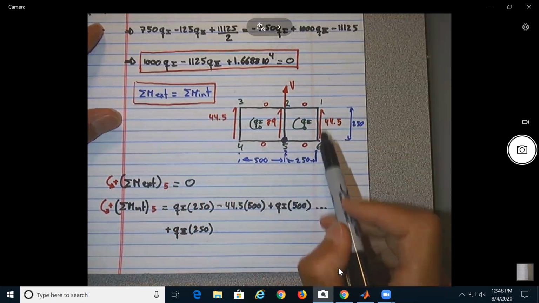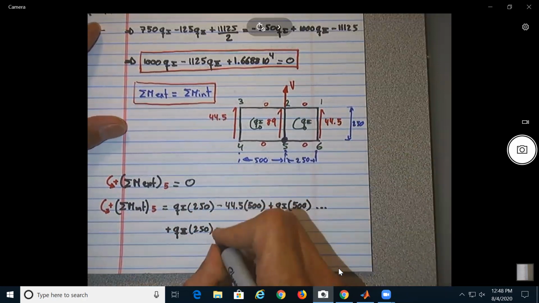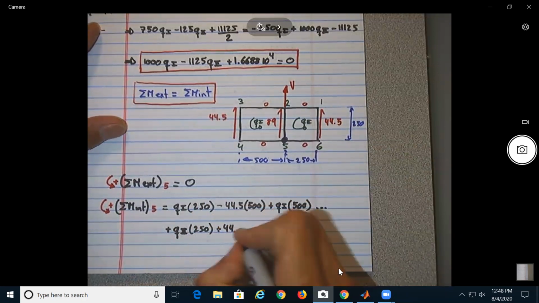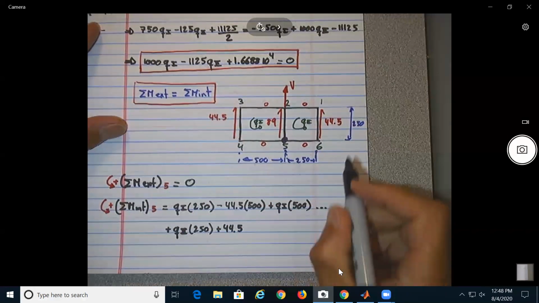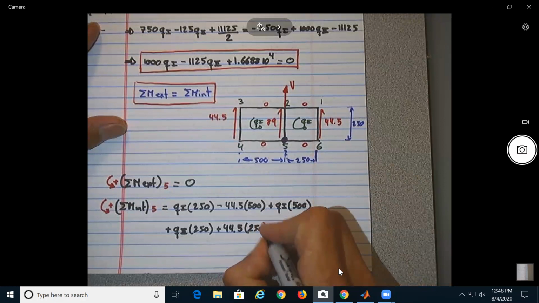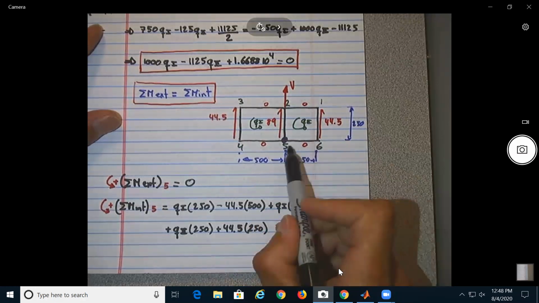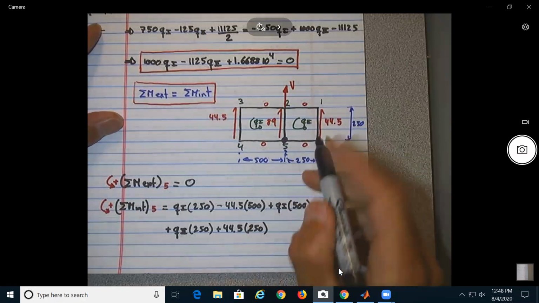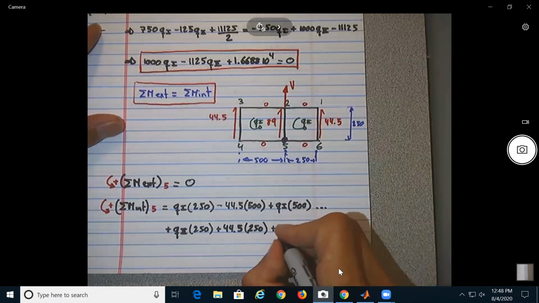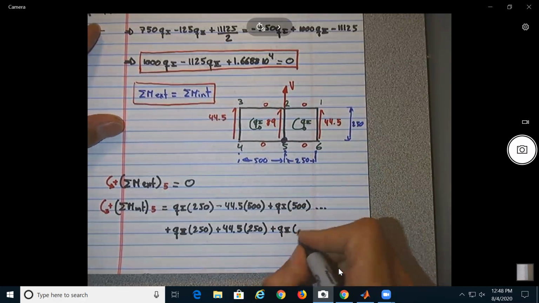Now, 1, 6, what will we have? We have the 44.5 creating a counterclockwise moment. So plus 44.5 times what? The arm will be 250. Okay, that distance here. And we're also going to have the Q2 plus Q2 times 250.